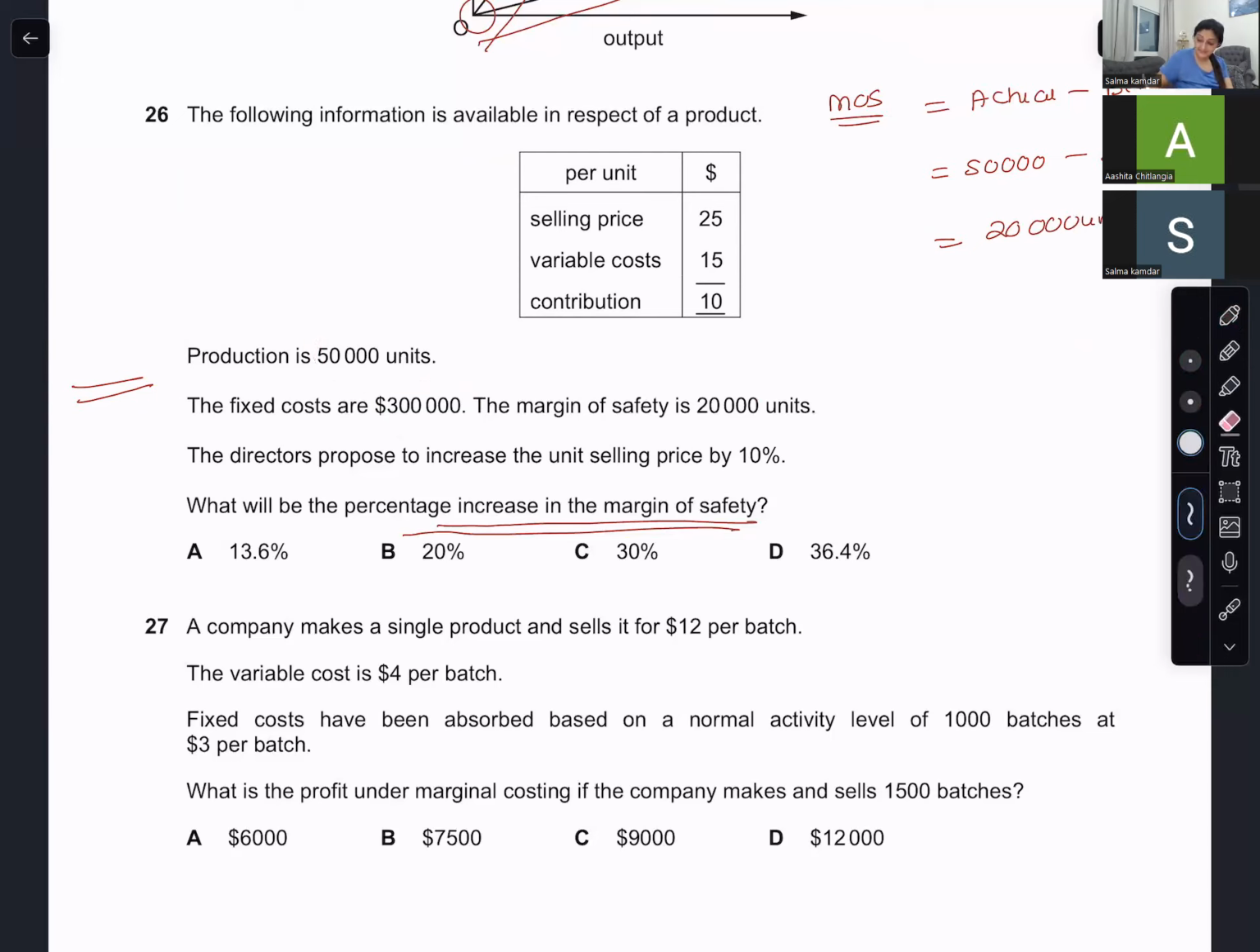Now what do the directors want? They want the percentage increase of margin of safety if they increase the unit selling price by 10%. So the new selling price will become 27.5. So the new contribution will become how much? Selling price 12.5.